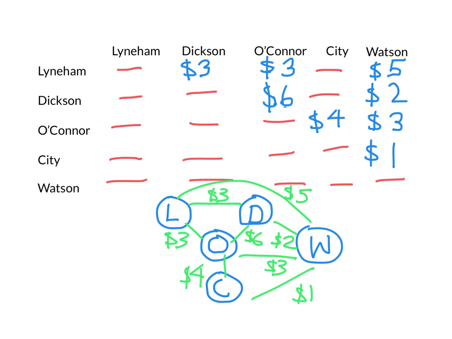The kind of question you might be asked is, what is the cheapest way to go from Lyneham to the city? There are lots of different paths we can take here. We're going to look more formally at how to do this in subsequent lessons, but for now we're just getting used to the idea of weighted graphs. I could go Lyneham, O'Connor, city, that would be $7. I could go Lyneham, Dixon, O'Connor, the city, well that's going to be pretty expensive. Hopefully, eventually we can see that the cheapest way is to go from Lyneham to Watson for $5 to the city for $1. $6 is the cheapest.